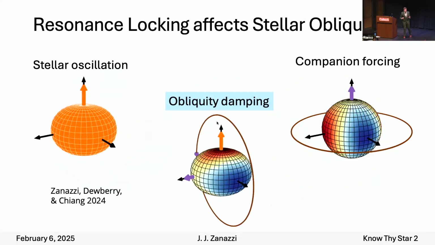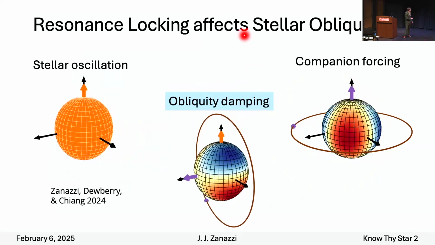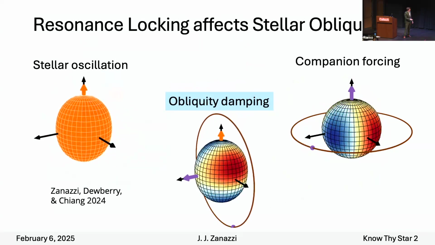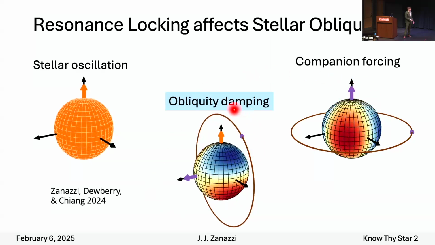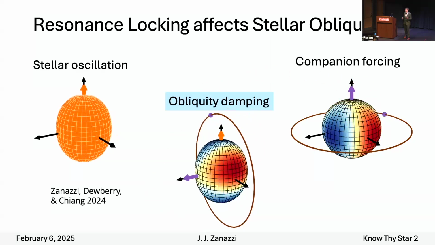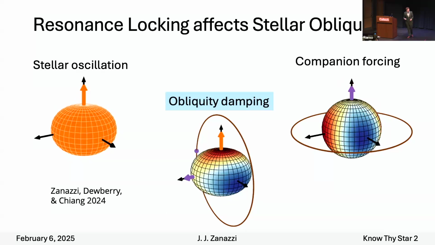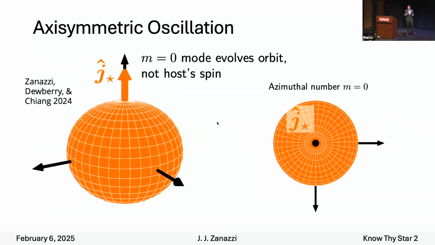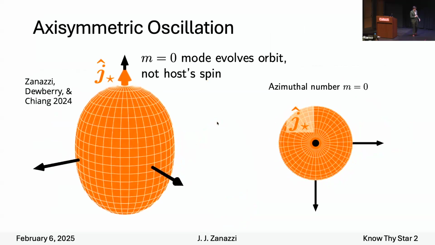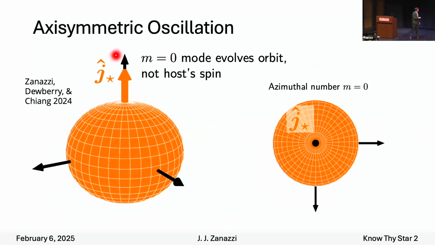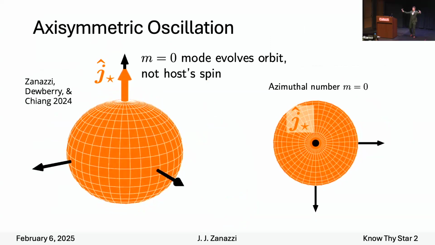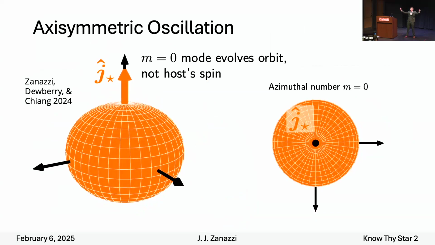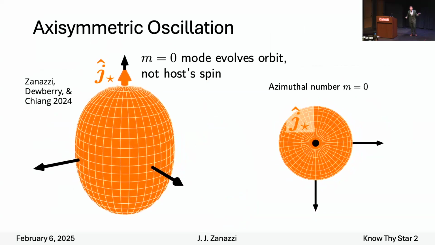So to understand how it affects the obliquity, we're going to first think about the geometry of one of these stellar oscillations. Then we're going to force it by the hot Jupiter, and then we're going to put these two ingredients together to figure out what it's going to do to the stellar spin axis. OK, so here's the oscillation we're going to be thinking about here. It's axisymmetric, so here's the spin axis, j hat star. If we peer down the spin axis, we're going to describe this as a spherical harmonic. It's just a circle moving in and out. So it's going to have azimuthal number of 0.